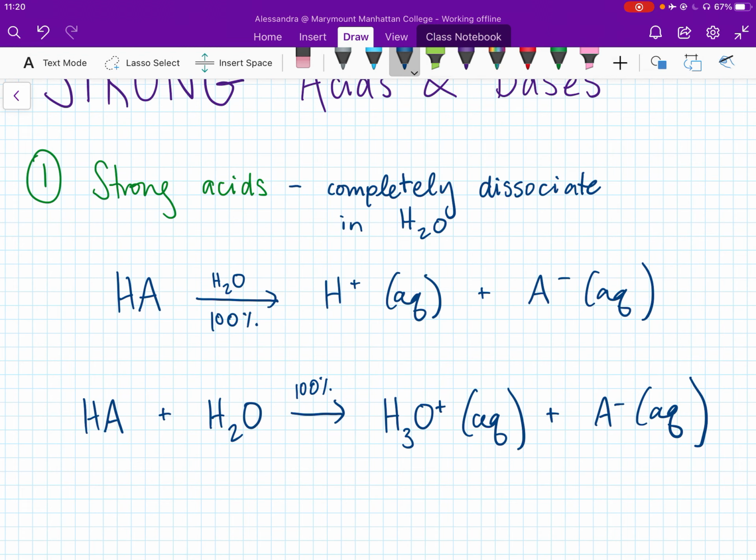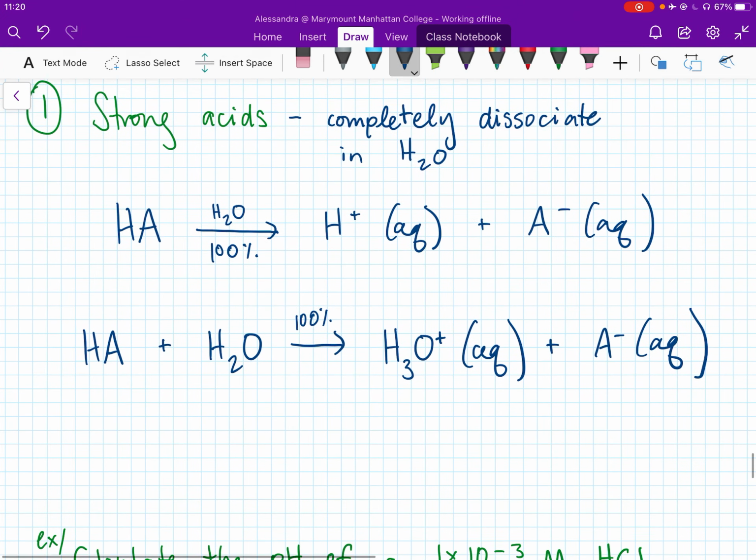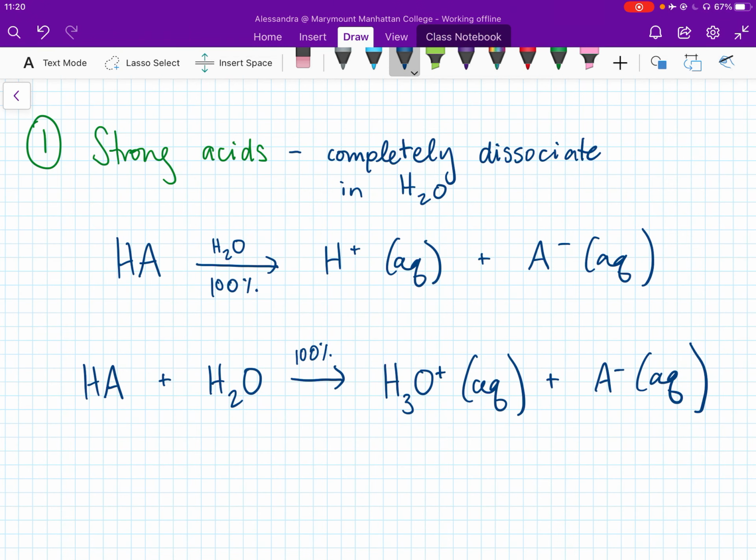Now, there are relatively few examples of strong acids, and I would like you to memorize the 6 major ones. The 6 major strong acids that I would like you to memorize are the hydrogen halides: HCl, HBr, and HI. So these are all of the hydrogen halides except HF. HF, hydrofluoric acid, is a weak acid. But hydrochloric acid, hydrobromic acid, and hydroiodic acid are all strong acids. These 3 completely dissociate in water.